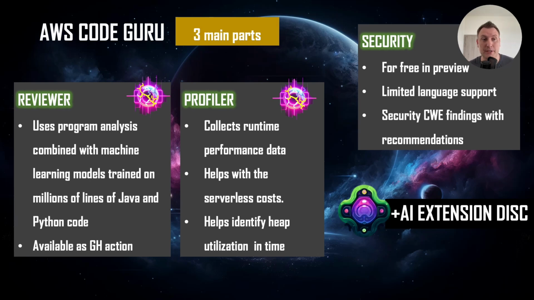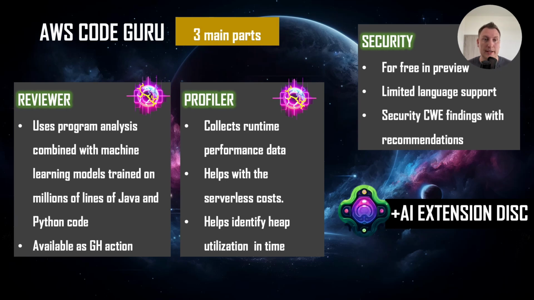So I'm not an expert in that field. I'm just an enthusiastic person who likes to learn like you. And if you gather the models that AWS trained on their millions of lines of Java and Python code, it's also available as a GitHub action. So Reviewer is reviewing the code. Profiler is for profiling the code.